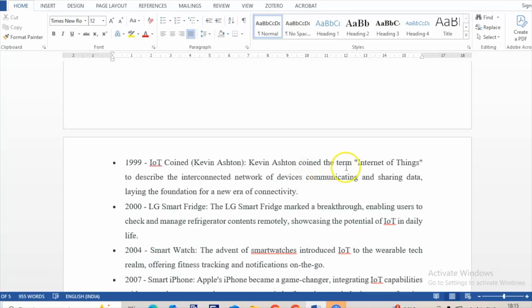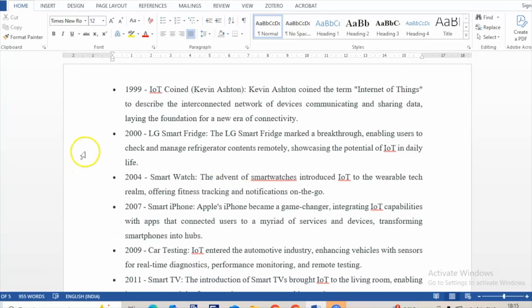In 1999, IoT was coined. Kevin Ashton coined the term Internet of Things to describe the interconnected network of devices communicating and sharing data, laying the foundation for a new era of connectivity. 2000, LG Smart Fridge. The LG Smart Fridge marked a breakthrough, enabling users to check and manage refrigerator contents remotely, showcasing the potential of IoT in daily life.